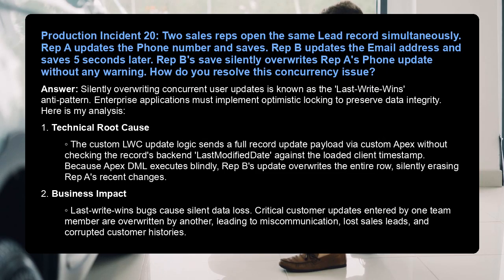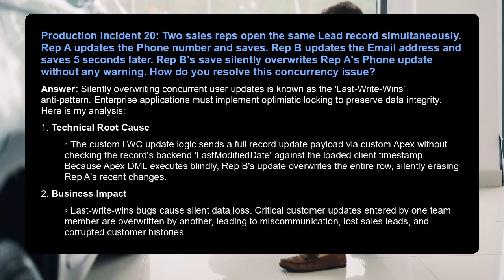Production Incident 20. Two sales reps open the same lead record simultaneously. Rep A updates the phone number and saves. Rep B updates the email address and saves 5 seconds later. Rep B saves silently, overwriting Rep A's phone update without any warning. How do you resolve this concurrency issue?